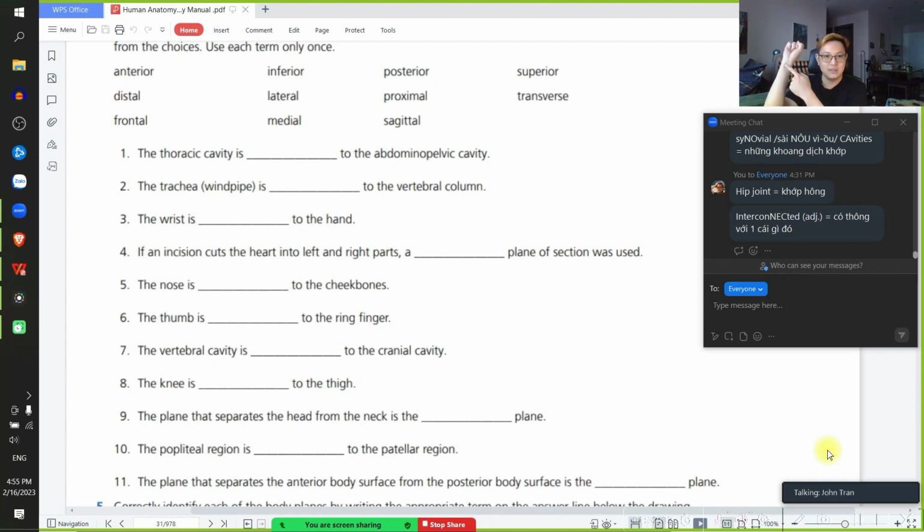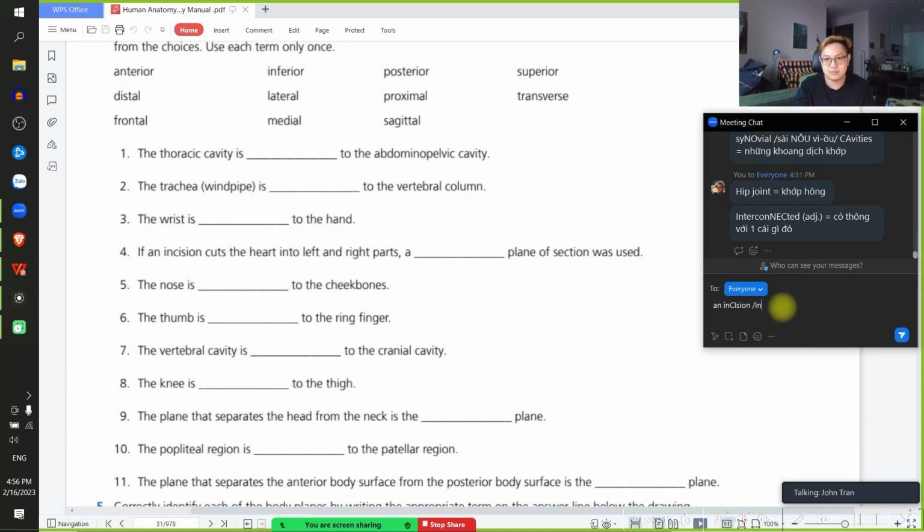Number three. The wrist is something to the hand. If it's near, you use the word proximal. If it's far, it's distal. I think proximal to the hand. It's near to the hand, yes. Proximal.